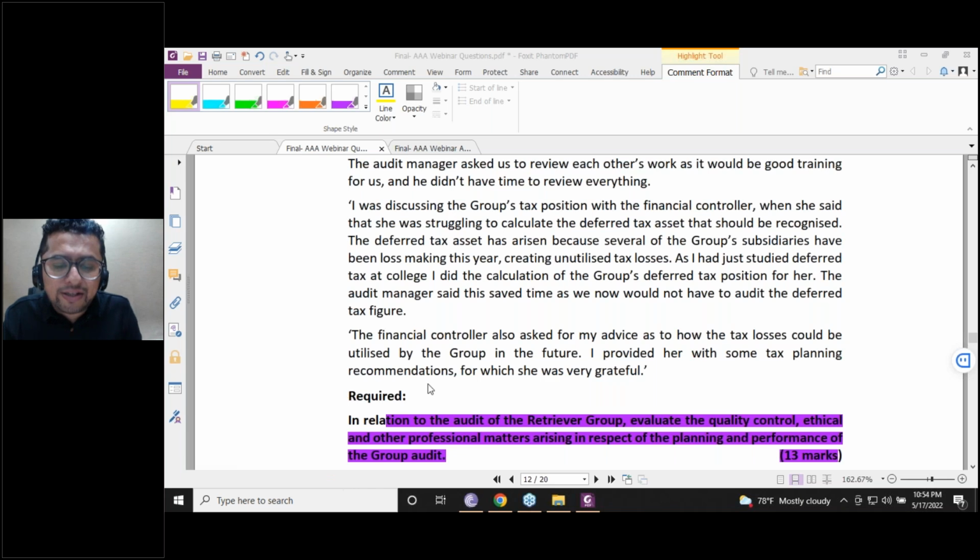So are you able to identify there are many ethical and quality control issues? Yes, very well done. This could also lead to management threat when you are performing the deferred tax calculations for them. Yes, the junior seems to be not aware of the ethical issues. Well done. Yes, Daniel, self-review threat. Yes, Umair, there is self-review threat. Well done, very well done.